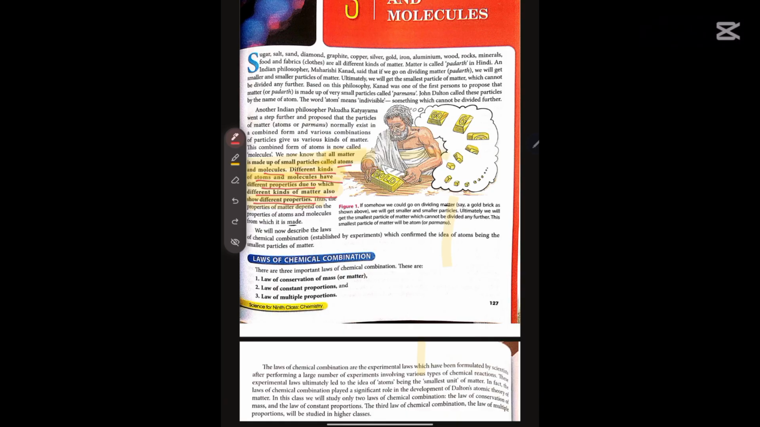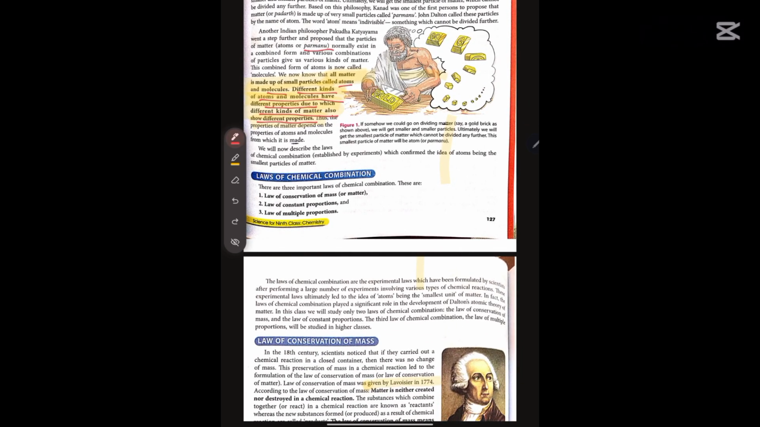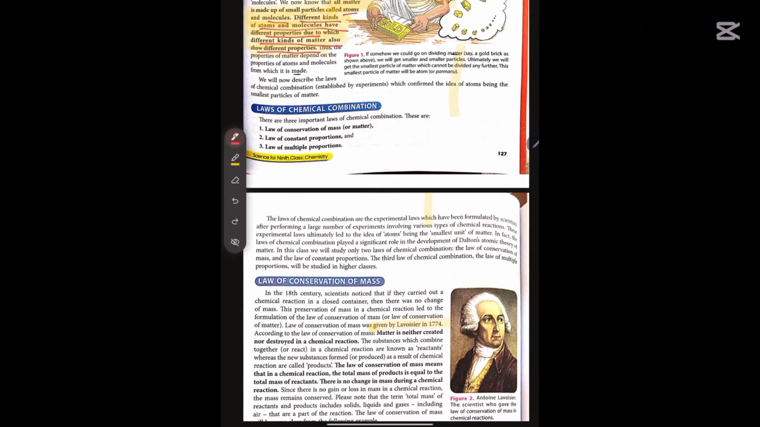The atoms are known as parmanu. That means the ultimate particle is known as parmanu, atom. So atoms combine to form molecules. Here let us see the laws of chemical combination: how the atoms combine, as per what rule, what law. Let us see them one by one.